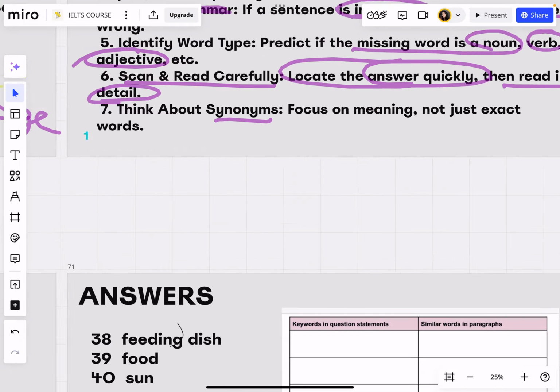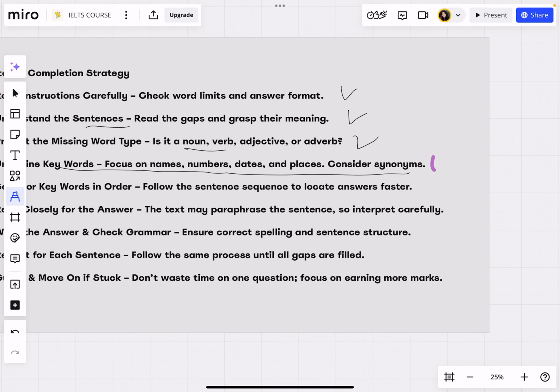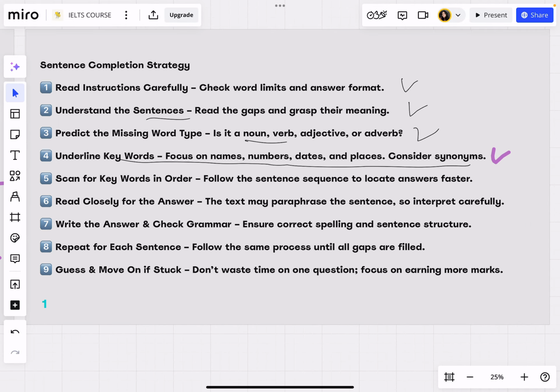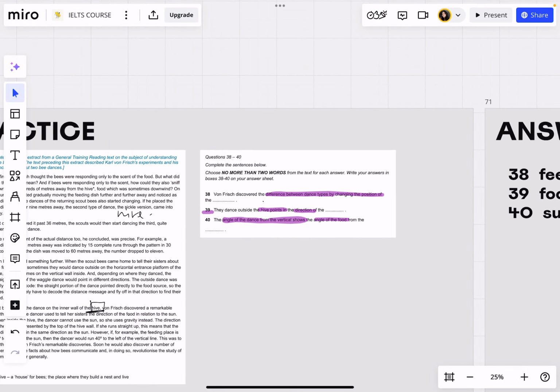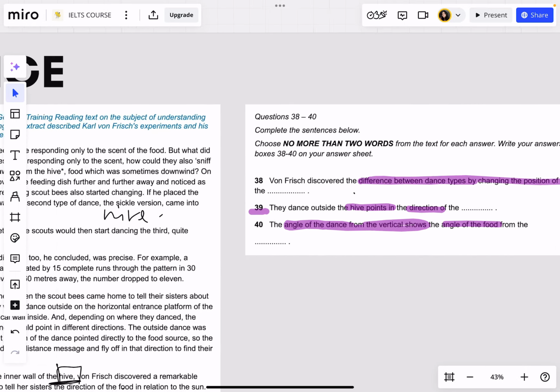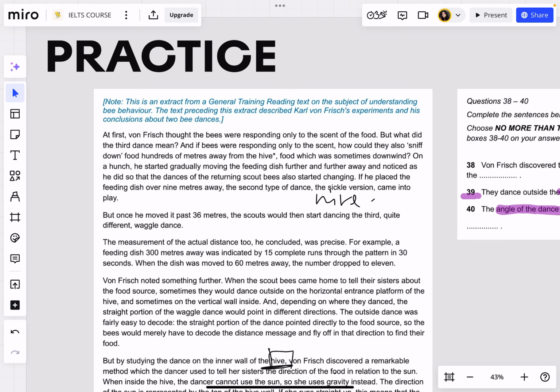Okay, good. I already done this one. And scan for the keywords in order. Okay. First of all, I need to find the difference between dance types. Okay, I'm going to find this one.